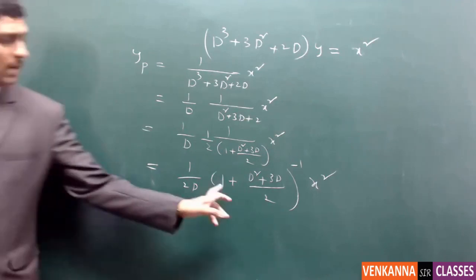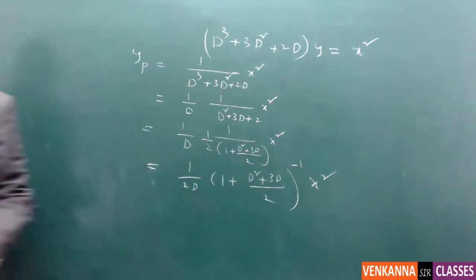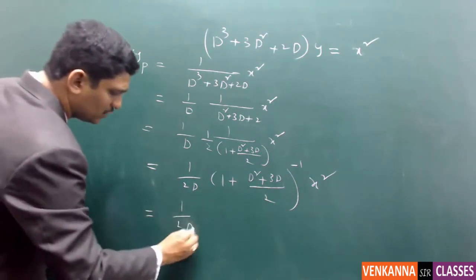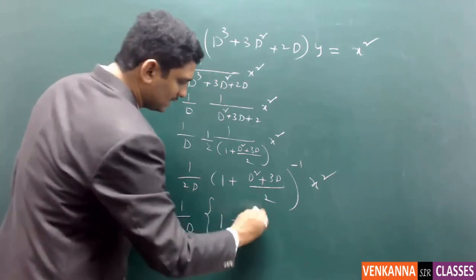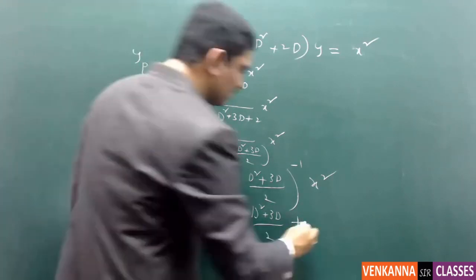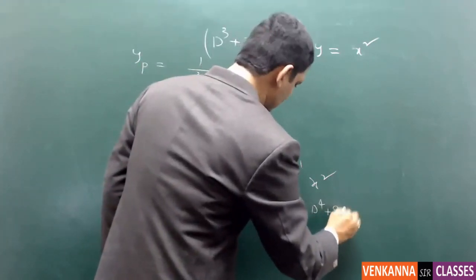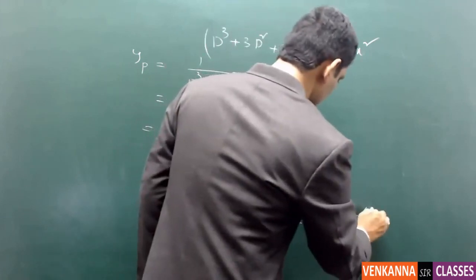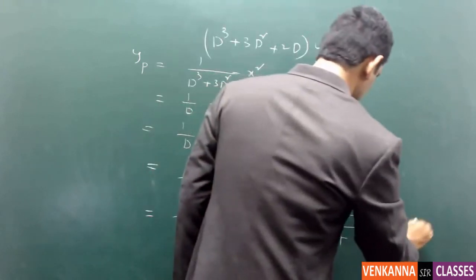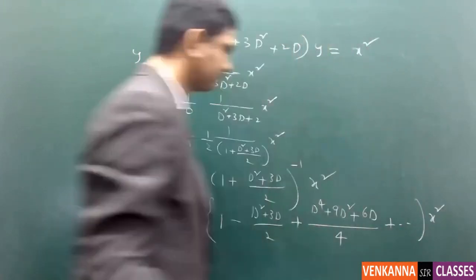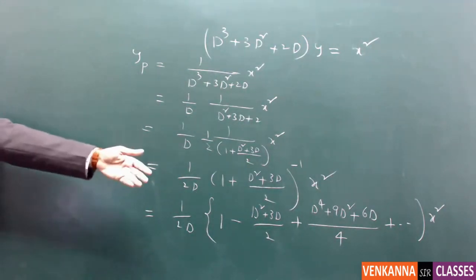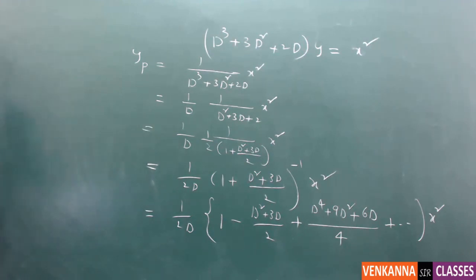Now it is of the form 1 plus x whole power minus 1. Let us apply the expansion here. So 1 by 2d of 1 minus x plus x square, meaning d power 4 plus 9d square plus 6d by 4, of x square. I have neglected the remaining terms because they will contain powers higher than 2. Accepted?